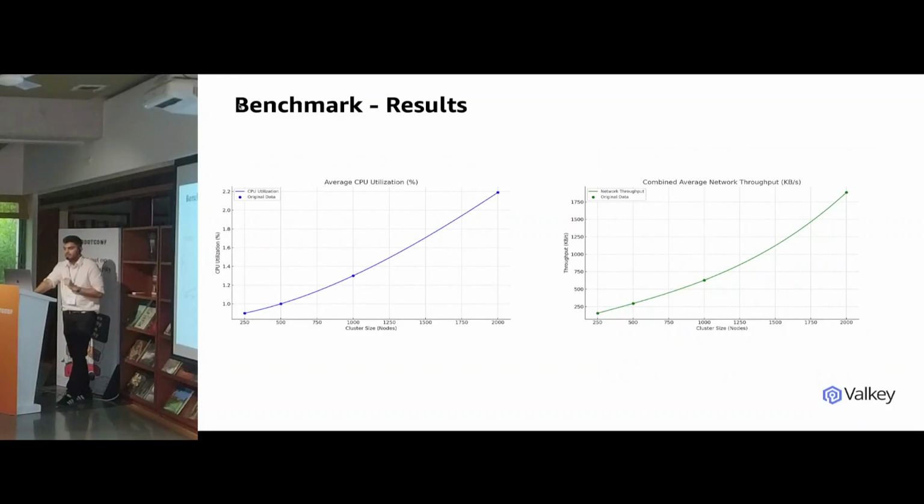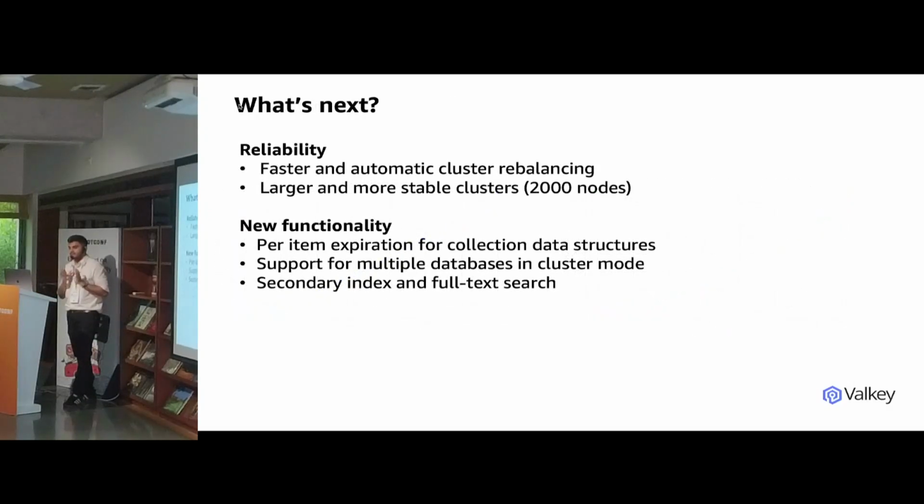Just to quickly go back to the results, this was possible with a 2.2% CPU utilization in idle state, and the throughput was around 2 Mbps. All right, that was pretty much about the Valkey clustering system.